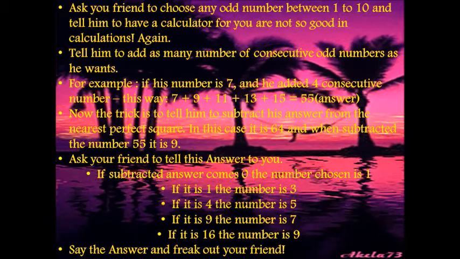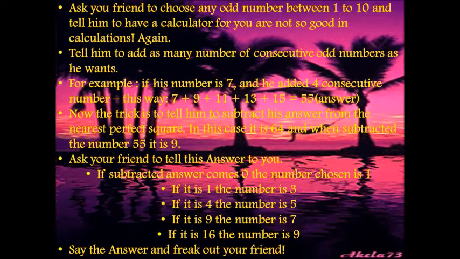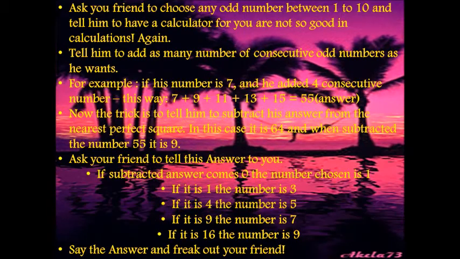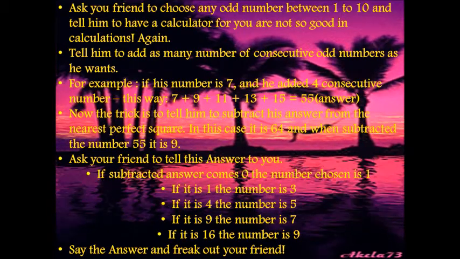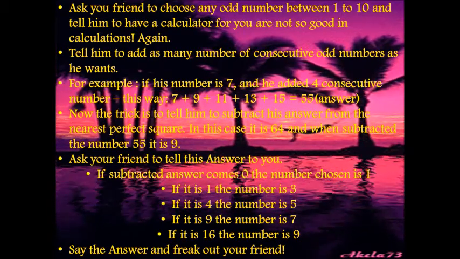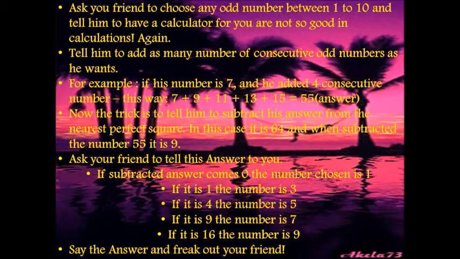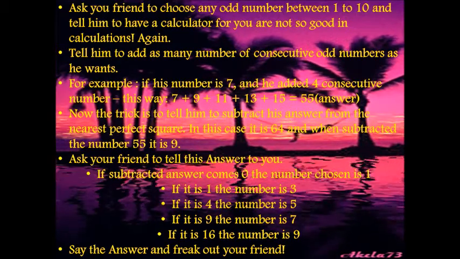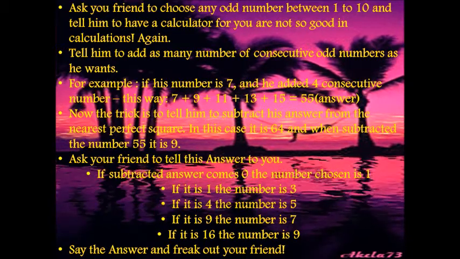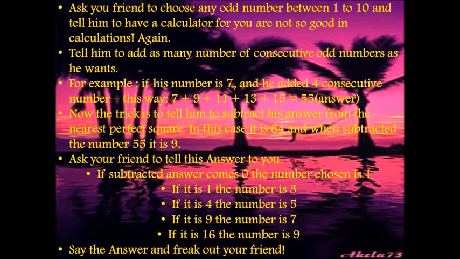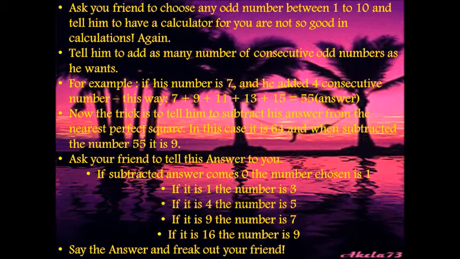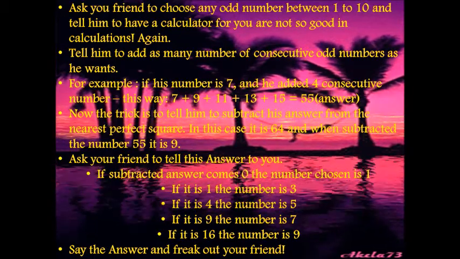Now, the trick is to tell him to subtract his answer from the nearest perfect square. In this case, the perfect square is 64, and when the number 55 is subtracted, it is 9. You see, 64 minus 55 is 9. And then ask your friend to tell the result. The result in this case is 9, the subtracted result. And ask your friend to tell this answer to you.